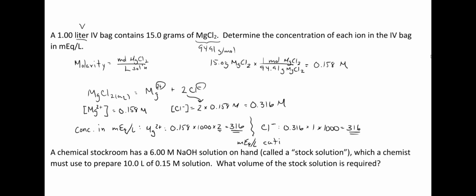And so we see that the concentration of the milliequivalents per liter of the positive ions, the cations, is exactly the same as that for the anions, which is the result we expected.